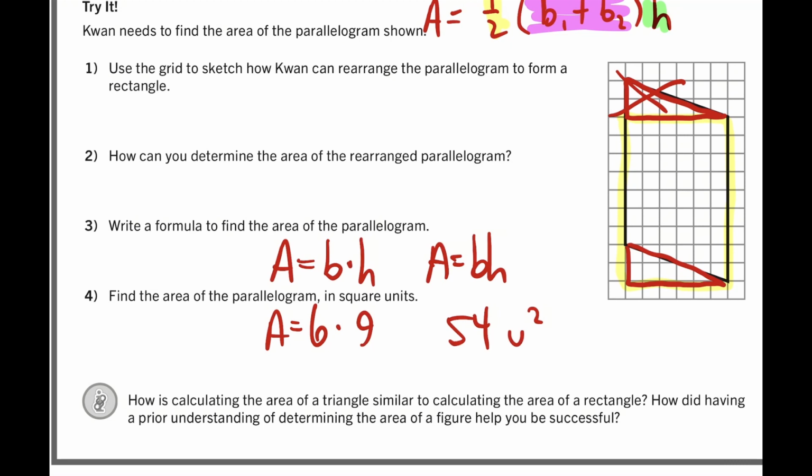And my final question, how is calculating the area of a triangle similar to calculating the area of a rectangle? Well, we talked about that. It's half of the rectangle. And how did having a prior understanding of determining the area of a figure help you to be successful? Well, what we learned in 3rd and 4th grade helped us to get an understanding and provide a baseline for what we're talking about with these other polygons, extending that knowledge to these other polygons.